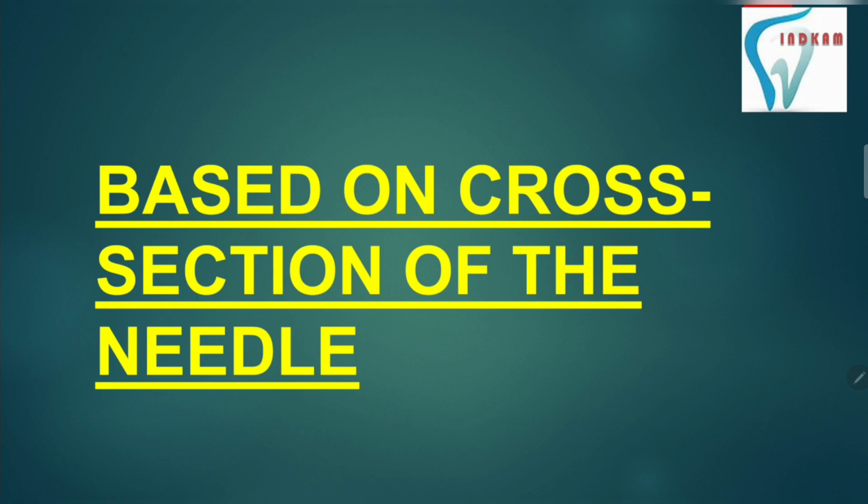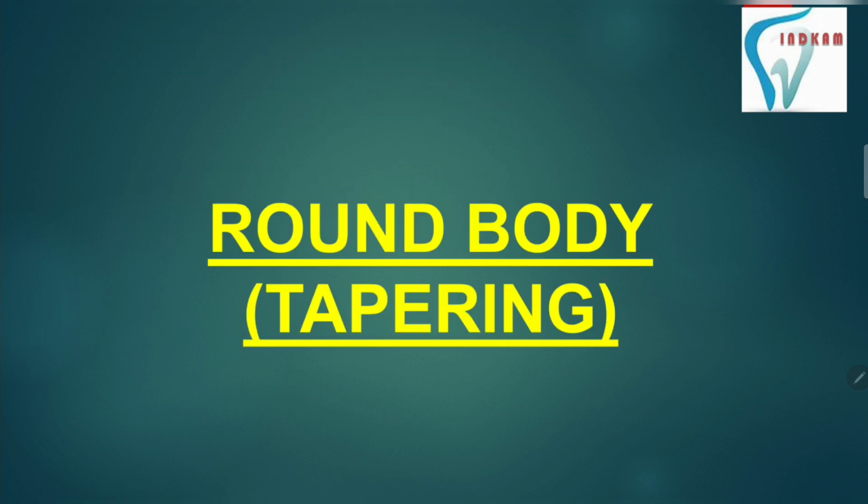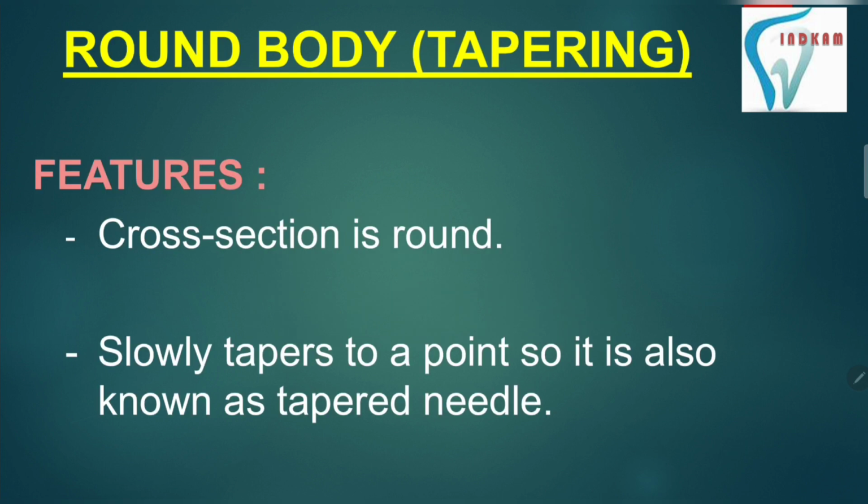So let's start with based on the cross section of the needle. Based on the cross section of the needle, it can be of two types: round bodied, also known as tapering, and second one is conventional cutting type. Let's read about round bodied or tapering first. The main feature of this is that the cross section is round. As the name says, it is round in shape.